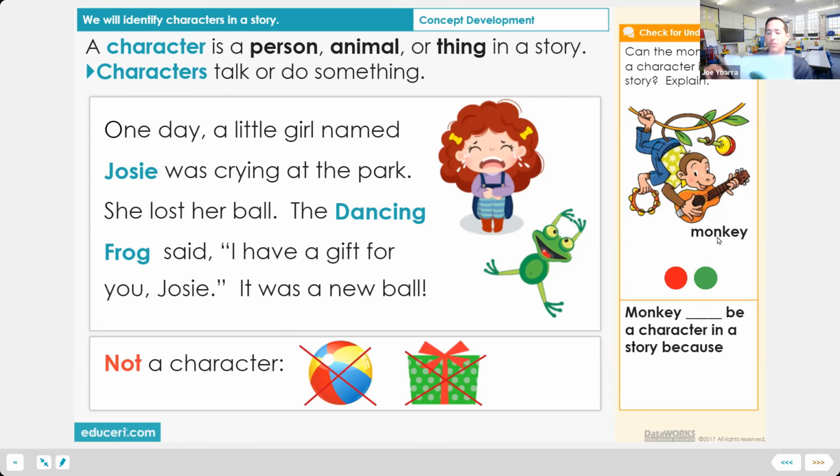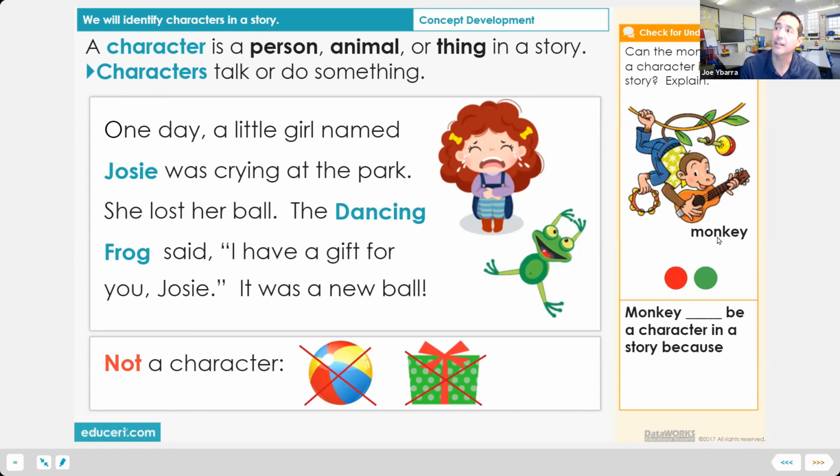Red dot for no, green dot for yes. Okay. So I can go there. Yes, it's a monkey. It's a character because it's playing a guitar that a person has. Yes. What else can I ask to extend a high-performing student? What else would that monkey playing a guitar have to do to be a character? It would have to talk.